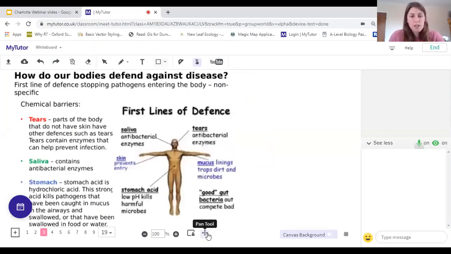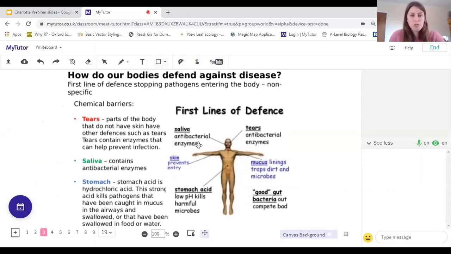Then we move on to our chemical barriers. Some parts of the body don't have skin, for example our eyes, and on our eyes we have tears. Tears contain enzymes that help prevent infection. The same goes for our saliva. We can see from this diagram that they've got antibacterial enzymes, which allow them to stop pathogens by using those enzymes to destroy them.